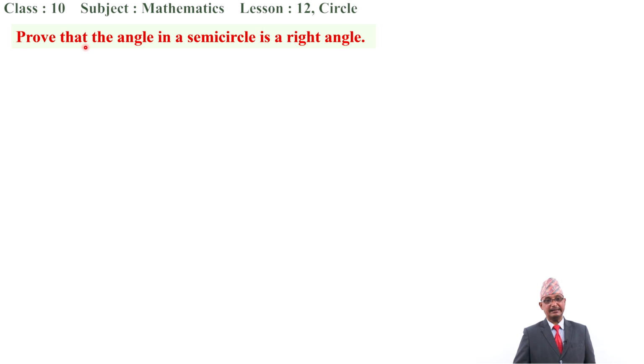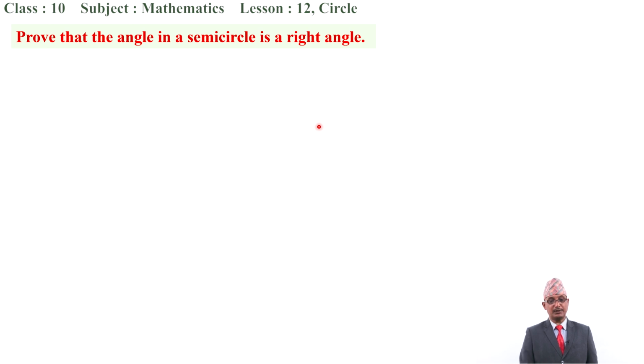Prove that the angle in a semicircle is a right angle. Yes, same. But this time we are going to prove this theorem theoretically. You know the meaning of semicircle? Half of the circle is called semicircle. Right angle means what? An angle of 90 degree. And we have discussed in the previous slide, angle in a semicircle means angle made by diameter at the circumference. Or in other words, you can say inscribed angle made by diameter is called angle in a semicircle.